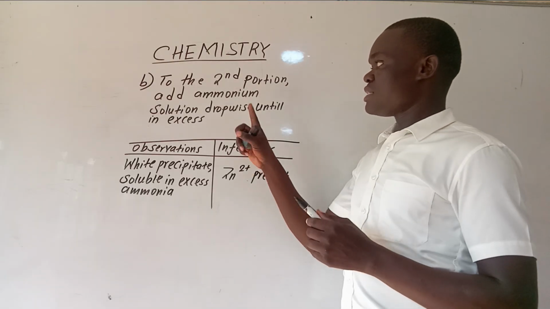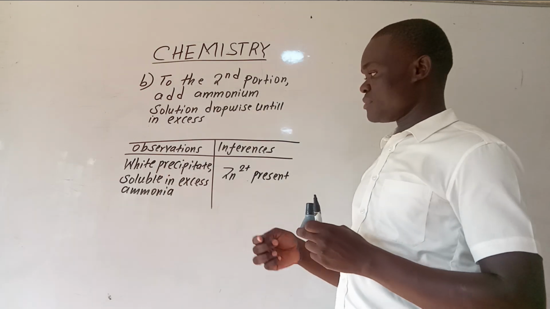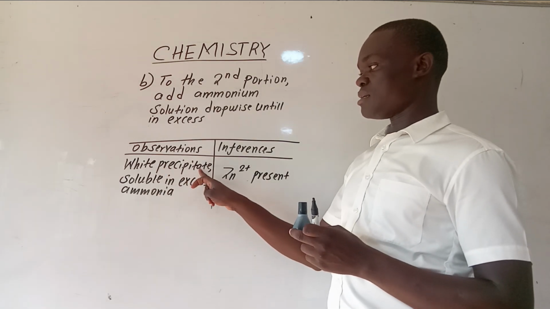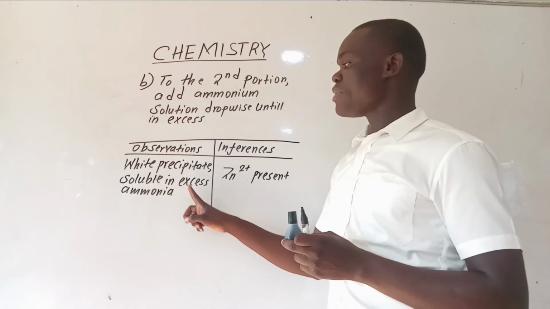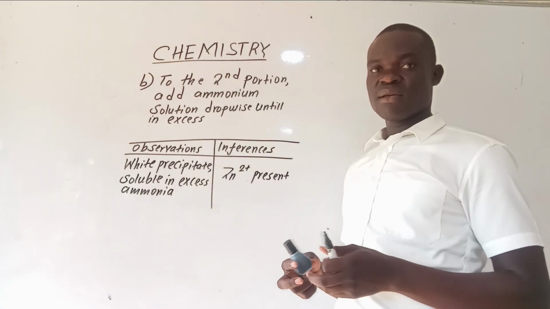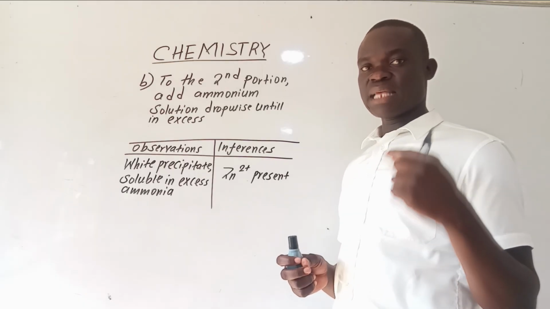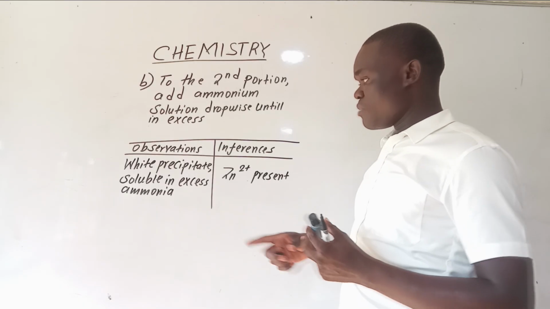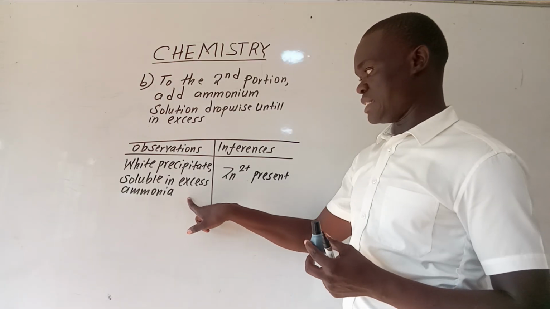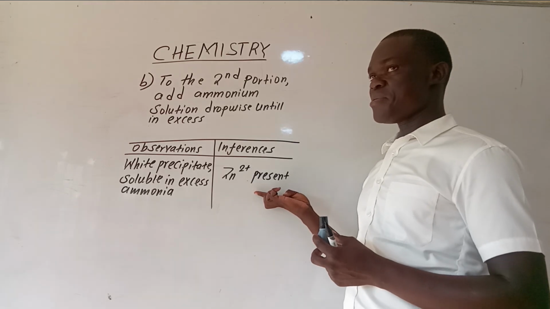So according to our question, this is the observation: white precipitate, comma, soluble in excess ammonia. We can also state it this way: white precipitate formed that dissolves in excess ammonia. So when a white precipitate dissolves in excess ammonia, we have to write zinc ion present.